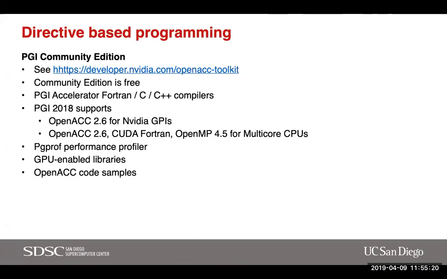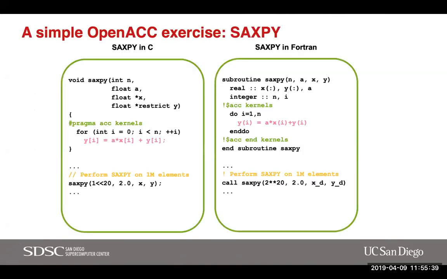So the PGI Community Edition is free. It contains the PGI compilers, Fortran, C, C++ compilers, and has OpenACC support. It also contains the PGProf performance profiler and a handful of GPU-enabled libraries and some OpenACC code samples. So how to use it?